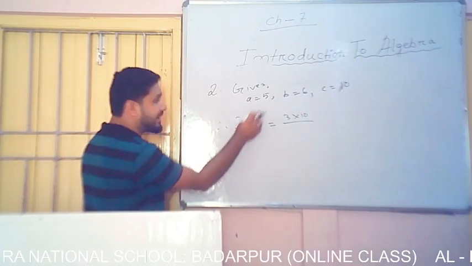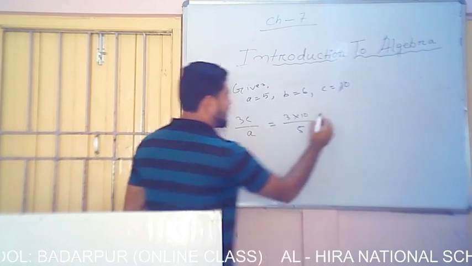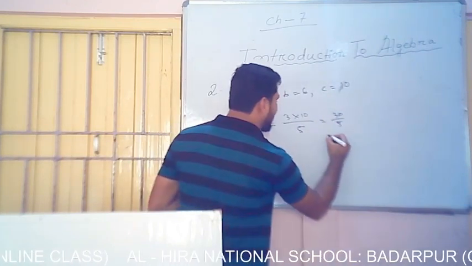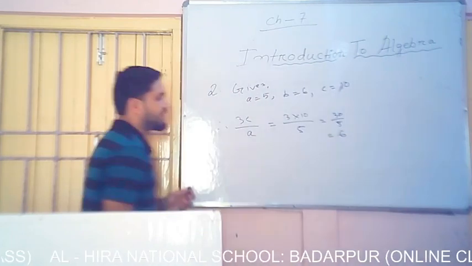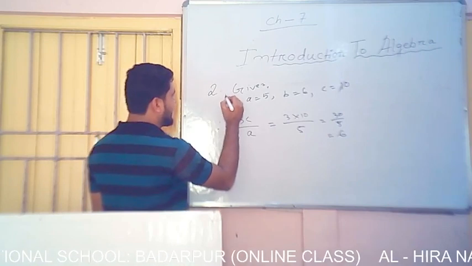So in place of a we can write 5. So the answer will be like that. 3 into 10 means 30 by 5. Now if you cancel, then we will get the answer: 5 6s are 30. It is question number 1.